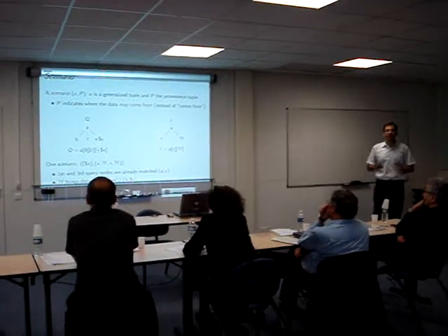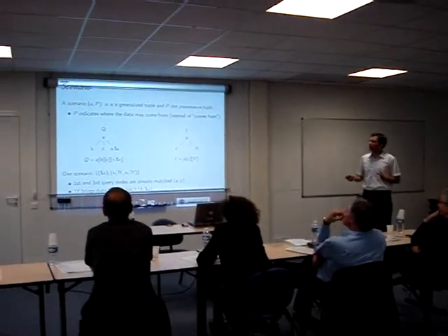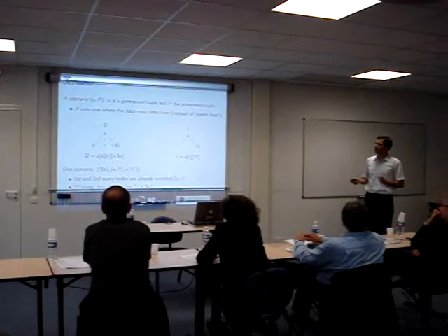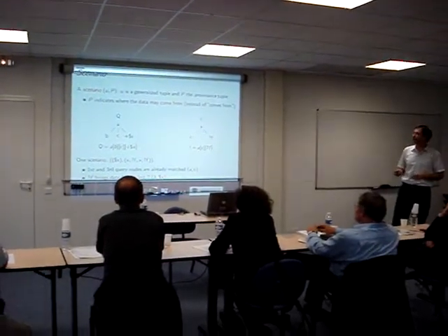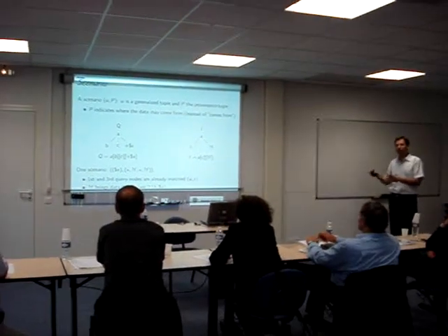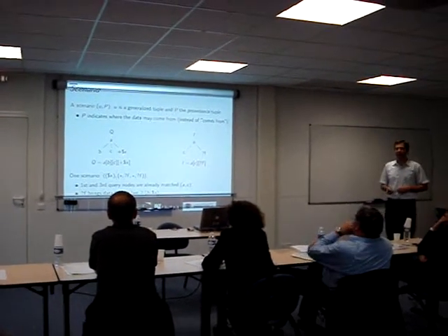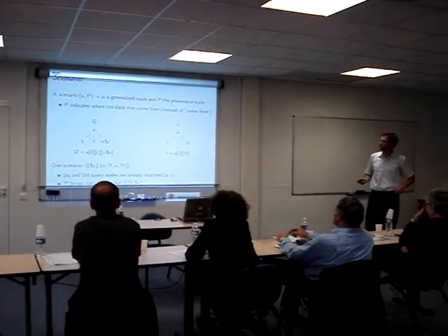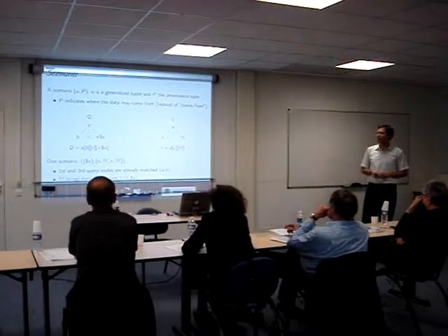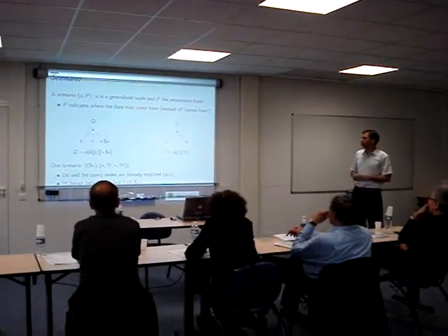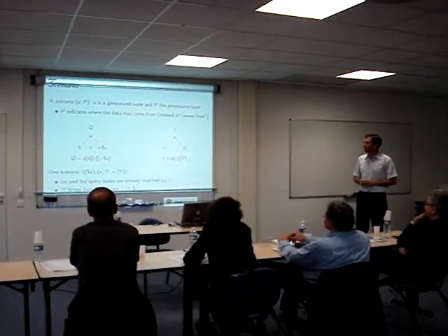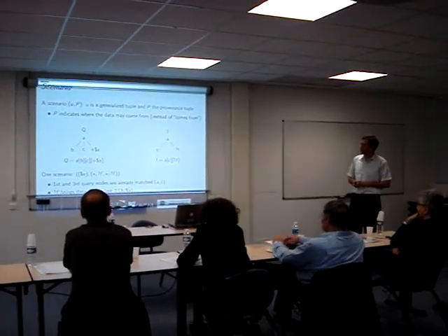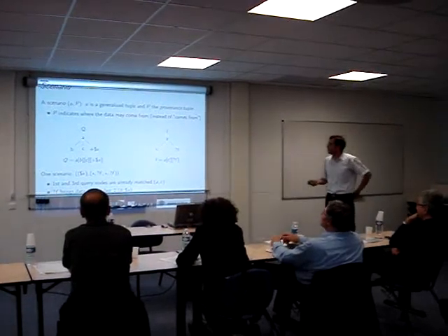Now, the scenario is a pair that consists in a data part, so a tuple, that is a generalized tuple, and a provenance part, that is another tuple that talks about the way each of the nodes of the query could be matched.